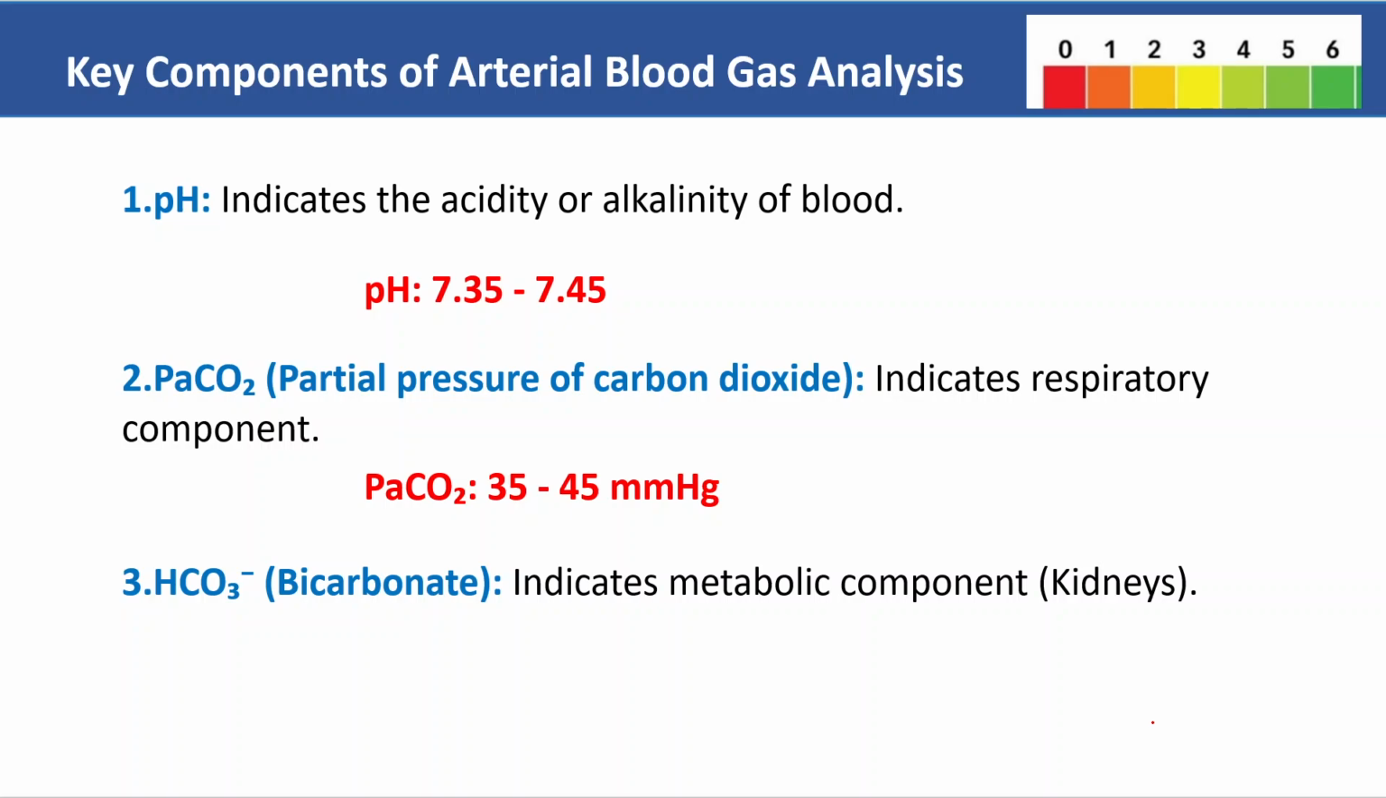And the third component will be bicarbonate, which indicates the metabolic component, that is kidneys. The normal range is between 22 to 26 milliequivalent per liter. Did you notice there are 2 important organs involved? One is the lungs and the other one is the kidney.